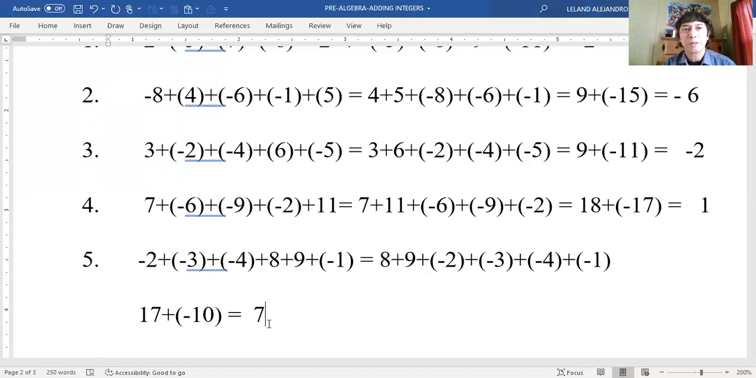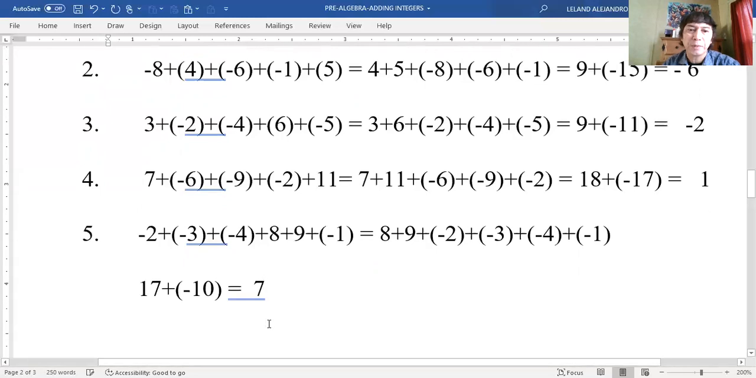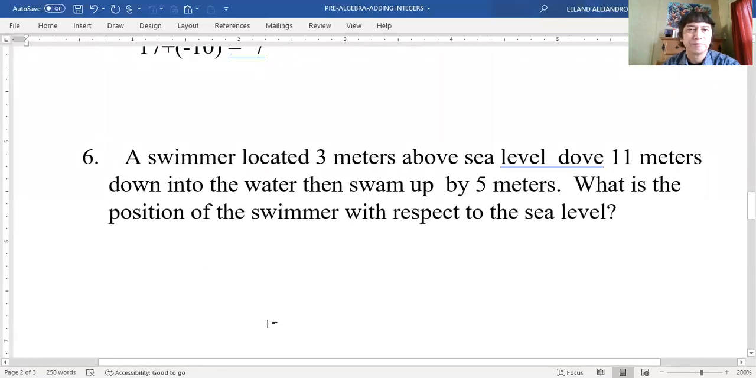So next we're going to have some simple worded problems over here. Here's number 6. In problems like this, we're going to consider direction. Okay, direction. One direction is positive, the other opposite direction is negative. So let's read the problem first. A swimmer located 3 meters above sea level dove 11 meters down into the water, then swam up by 5 meters. What is the position of the swimmer with respect to the sea level?